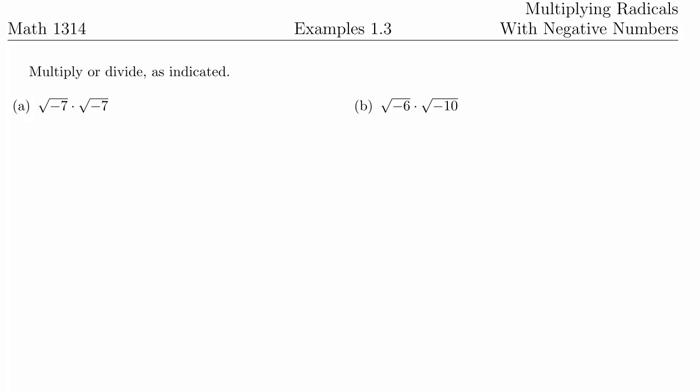Hello. The following is how to multiply radicals with negative radicands. Let's start with example A. Example A says the square root of negative 7 times the square root of negative 7.